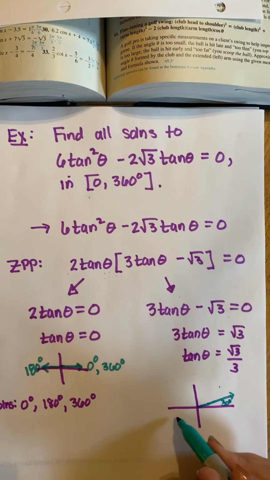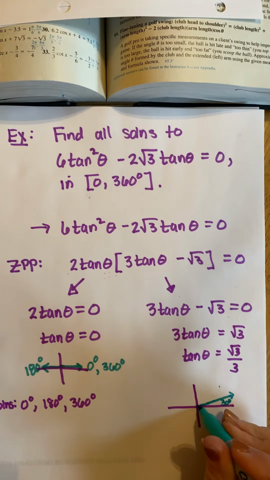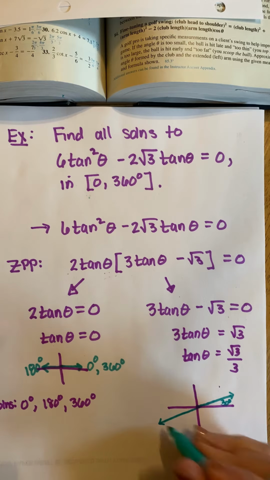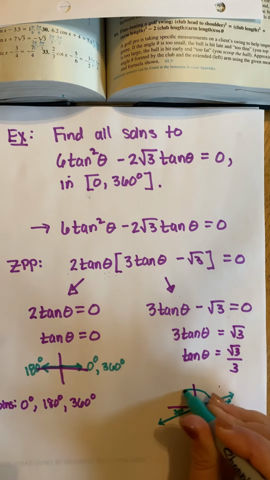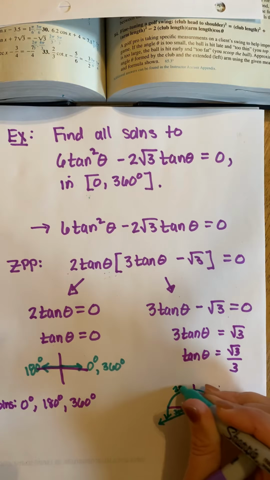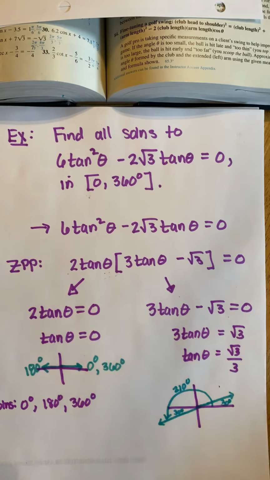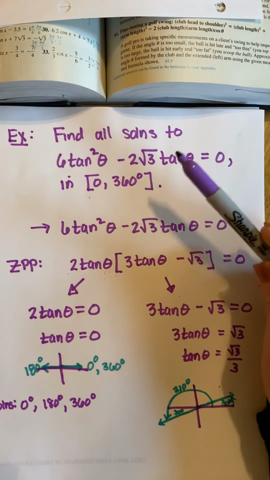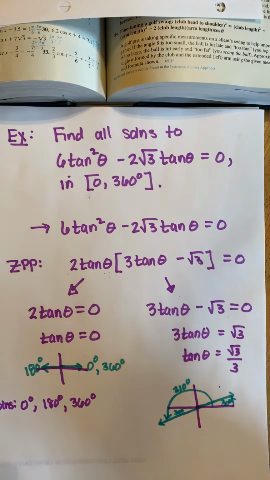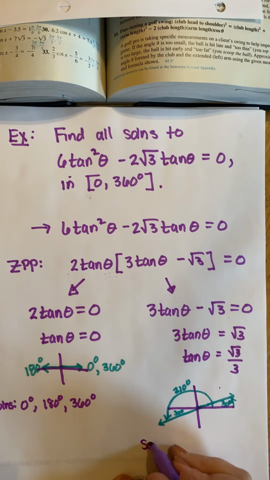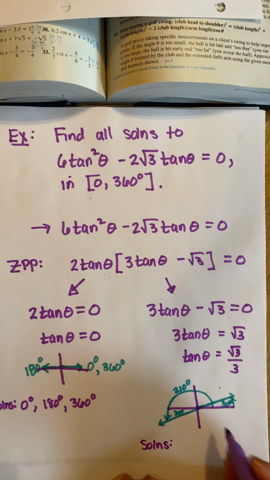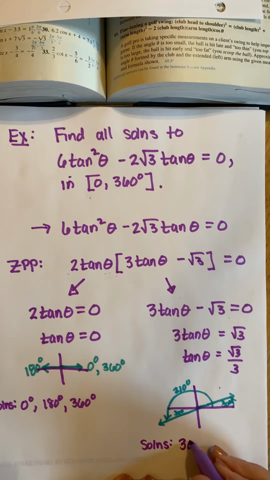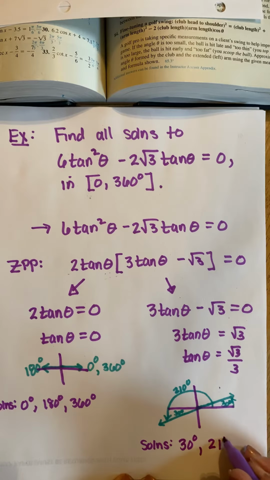And then tangent's also positive in the third quadrant. So it's going to be the angle with reference angle 30 degrees. So this angle right here, which is 210 degrees. Now we don't have to worry about adding the 360k because it is only looking for angles whose answers are between 0 and 360. So my solutions are, whoops, lost my train of thought, 30 degrees and 210 degrees.